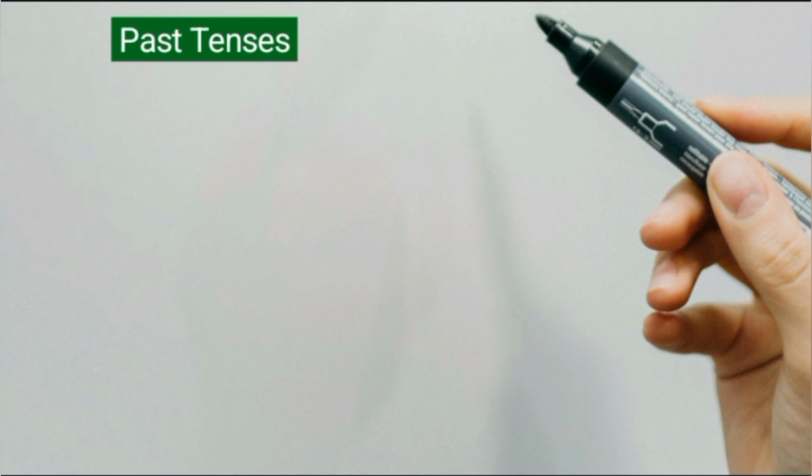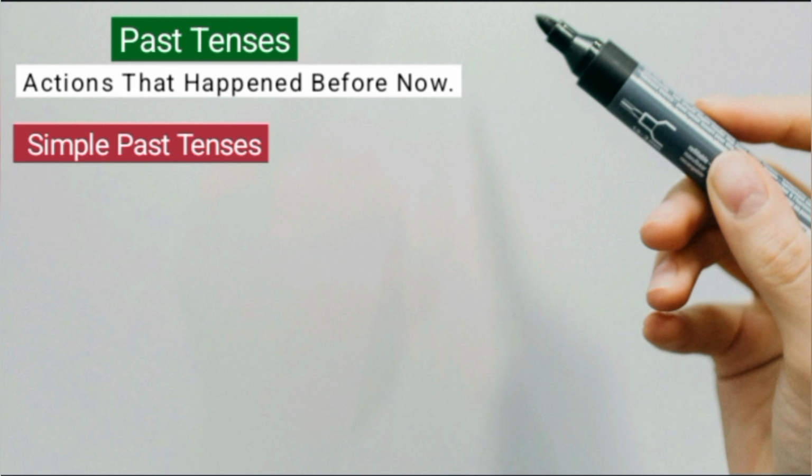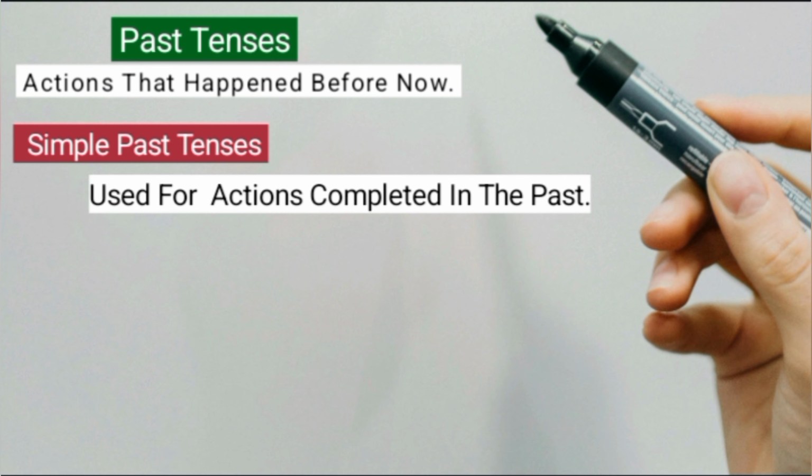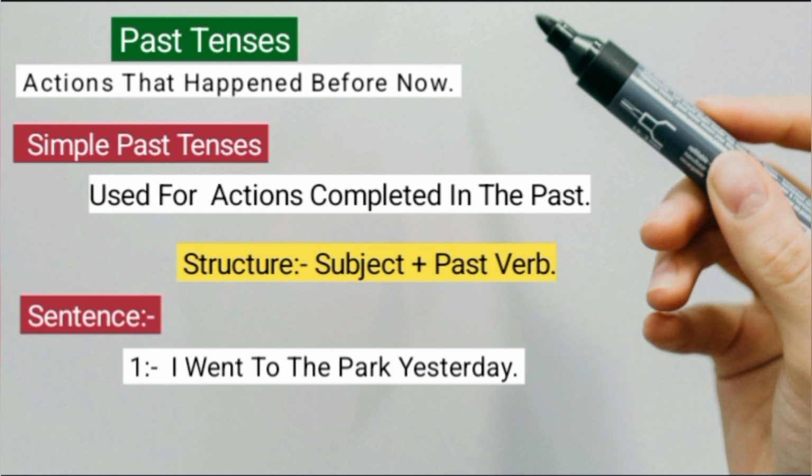Now, let's look at the past tenses, used to talk about actions that happened before now. Number 1 is simple past tense. Simple past is used for actions completed in the past. The structure is very simple: subject plus past verb. Example: I went to the park yesterday.